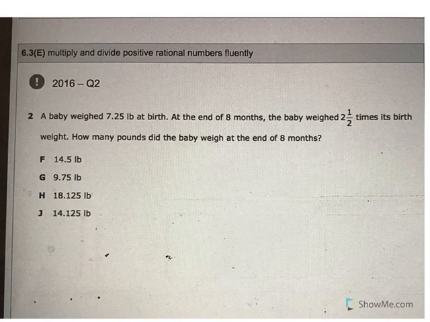All right, next question. A baby weighed 7 and 25 hundredths pounds, and be careful when writing the LB because it looks like a 1, but that stands for pounds, at birth. At the end of 8 months, the baby weighed 2.5 times its birth weight. So 2.5 times, that means I'm going to be multiplying. How many pounds did the baby weigh at the end of 8 months?